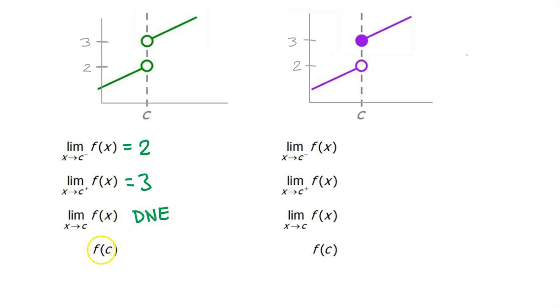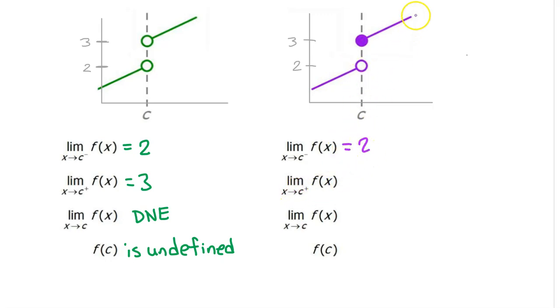How about the value of f right at c? All I see are open circles. So that means f at c is not defined. Don't say DNE, that's for limits. We say f at c is undefined. Switching to the purple graph, the limit as x approaches c from the left is 2.